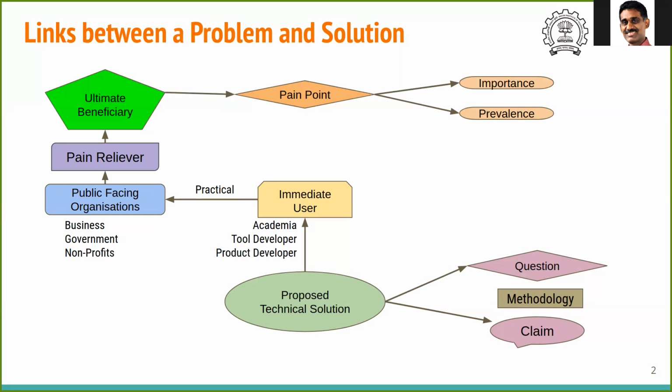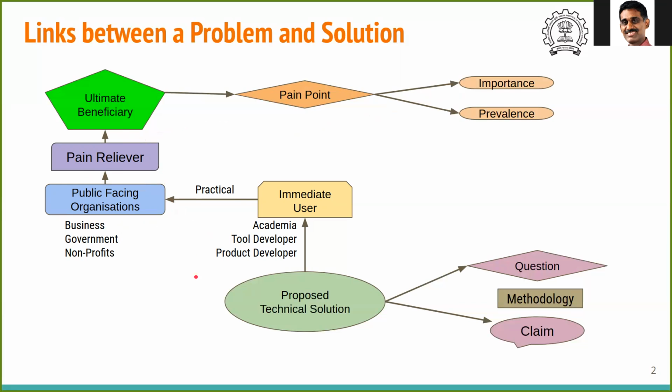Suppose you find a pain point that affects only a very small fraction of the people and it is not that important, then you will not have any businesses or government who is going to take whatever innovations you do to the ultimate beneficiary, right? So unless the pain point is important and it is prevalent and a lot of people are affected by that, it is not going to happen by taking this from your lab to the ultimate beneficiary. So, whenever you describe a pain point, you also need to research and find out the importance and the prevalence.